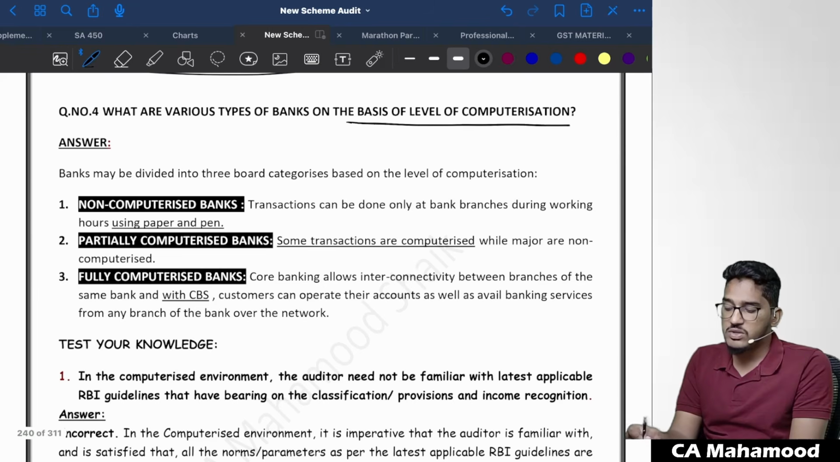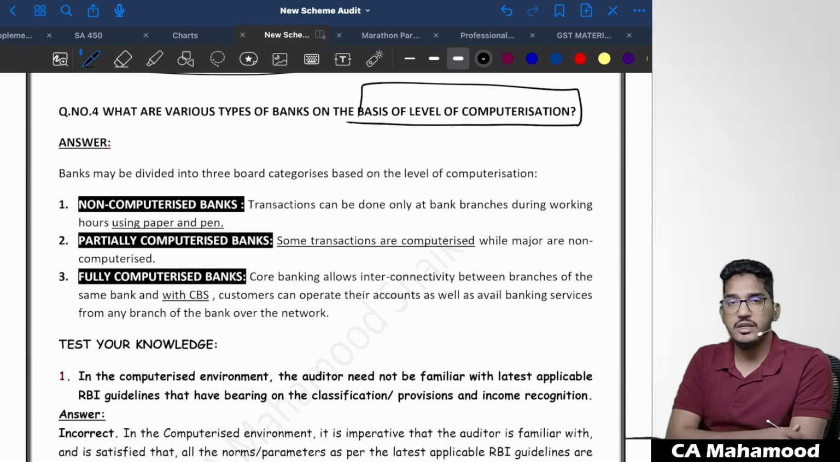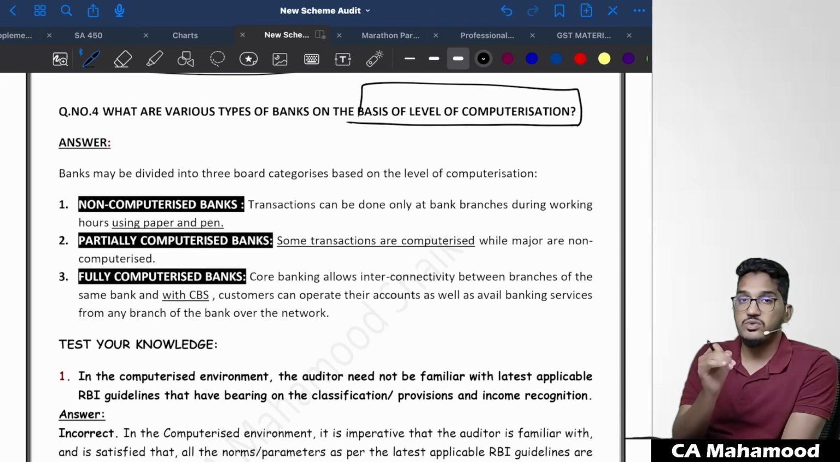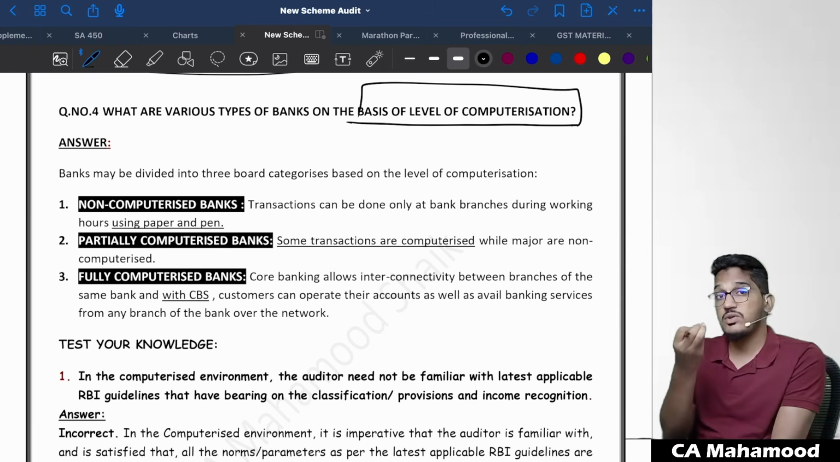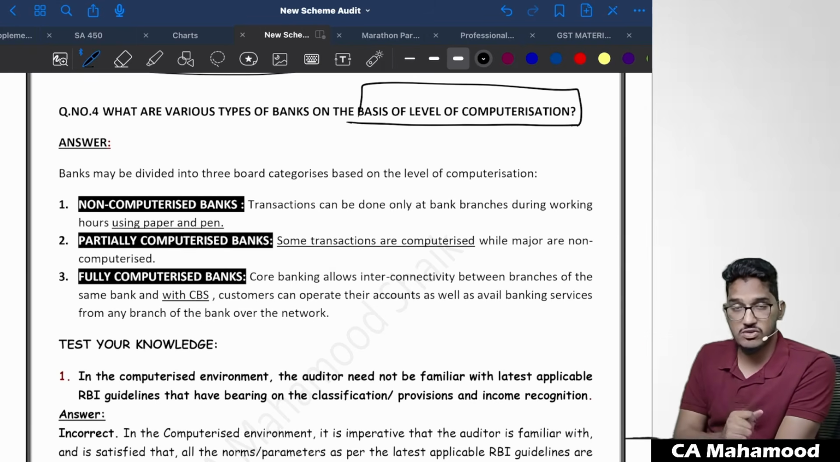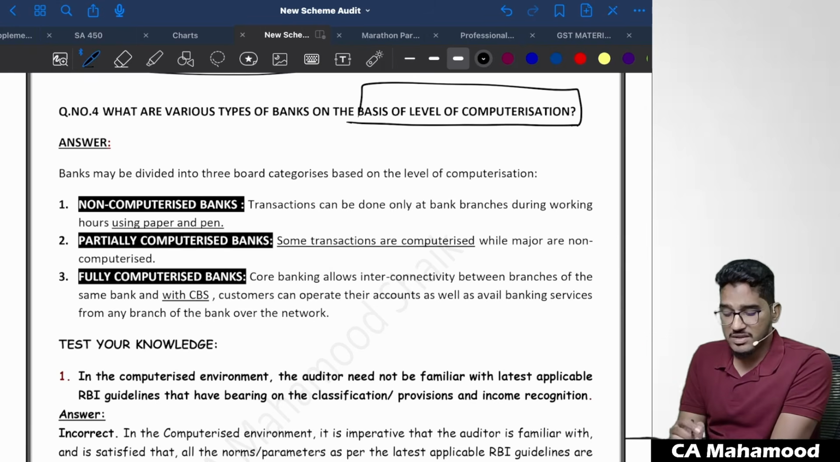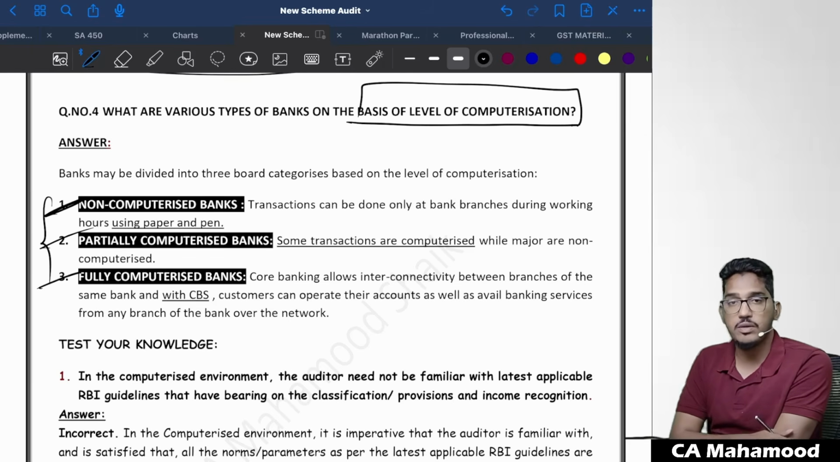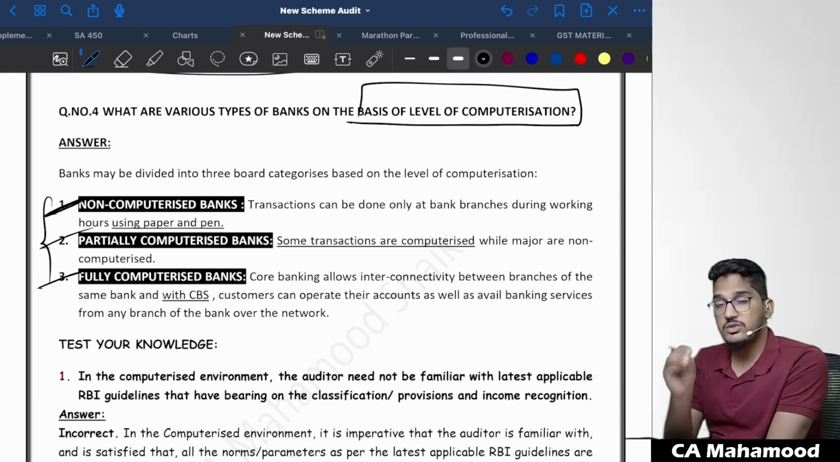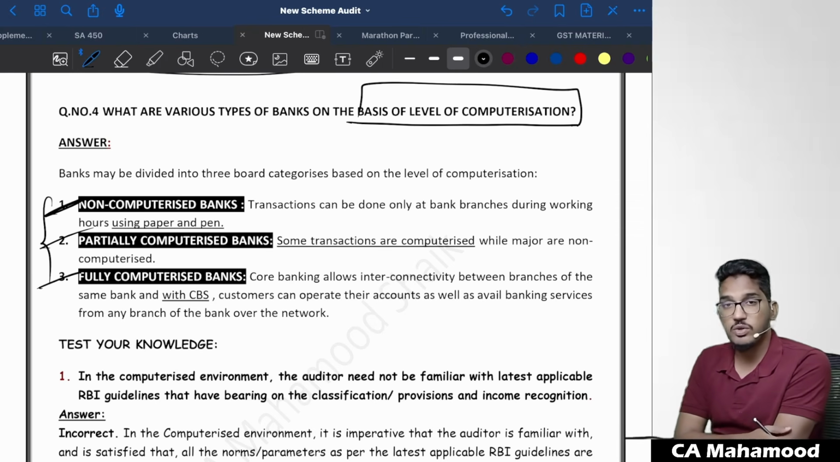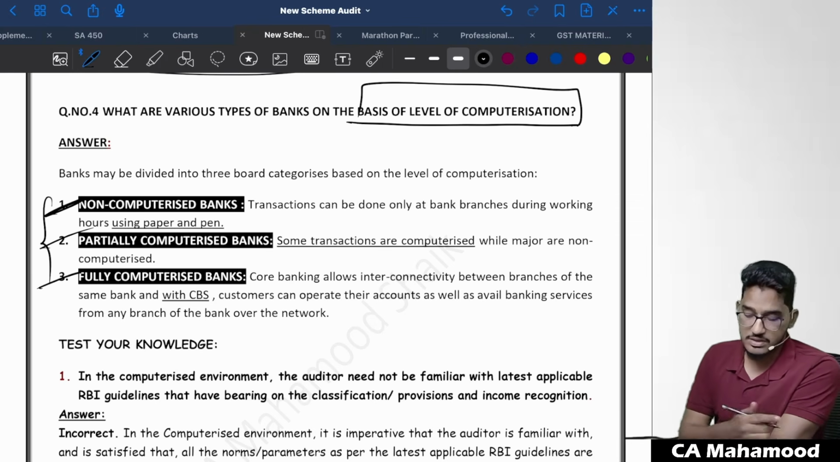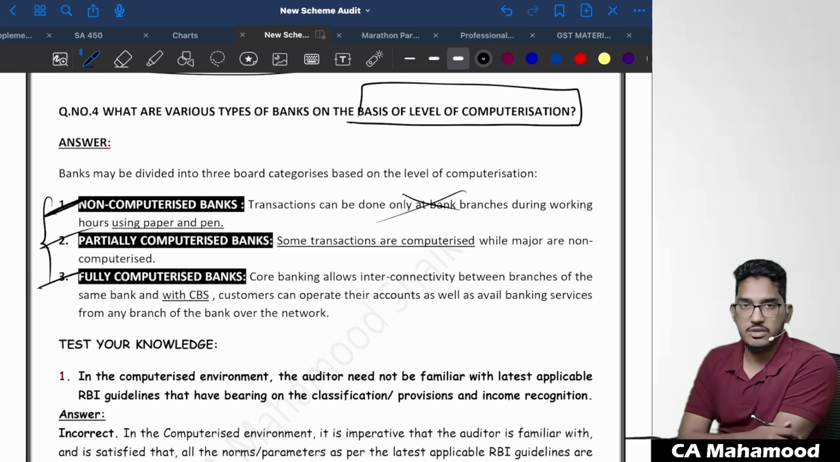Next, on the basis of level of computerization, banks are divided into three categories. On the basis of usage of information technology, on the basis of computerization which has taken place, banks are divided into three categories: non-computerized, partially computerized, fully computerized. The name itself says non-computerized. Those banks which are still doing their transactions in a manual way without usage of systems, that we call non-computerized banks. Today we don't have any such banks in our country.